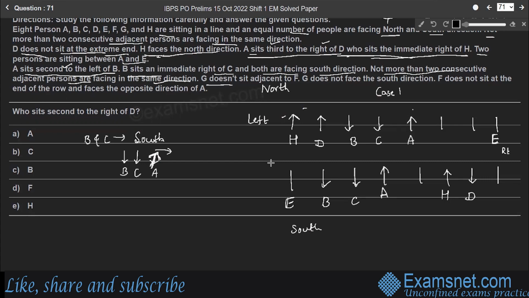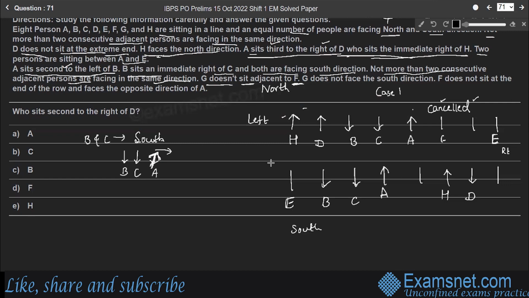G does not sit adjacent to F. This is an important point. G doesn't sit adjacent to F. In case 1, there are only 2 places left. So one of the places is G and another place is of F. Therefore, here G and F are not adjacent to each other. Therefore, case 1 is cancelled, because of this point, G and F cannot sit together. Consider case 2. G doesn't sit adjacent to F. Where exactly is G sitting here in case 2?